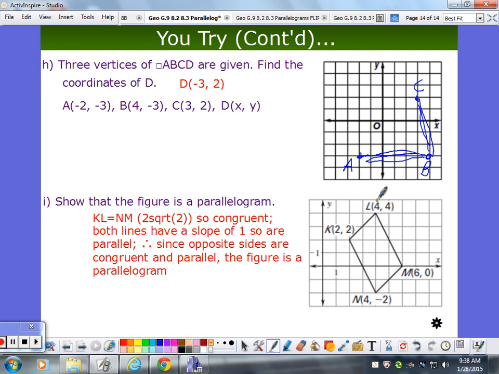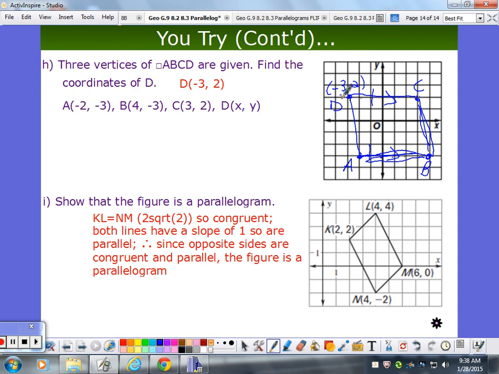Well, for H, it's easy. 1, 2, 3, 4, 5, 6. 1, 2, 3, 4, 5, 6. So now I've got opposite sides that are parallel and the same length. And then I just write off what that was. So hopefully that is negative 3, 2 up here. You know, there are other ways to do it. That's how I saw how to do it.